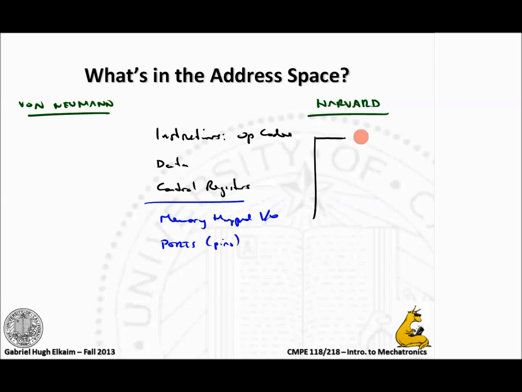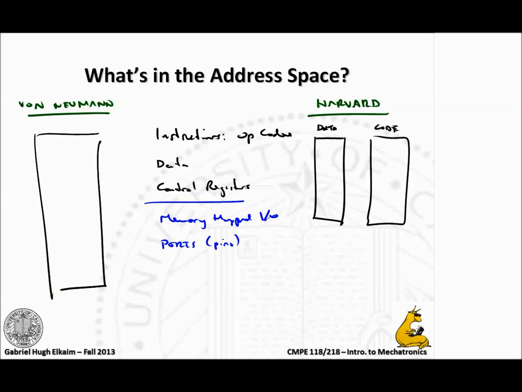Right. So in Harvard, you have data on one side and code on the other. They're separate from each other. And in the von Neumann, they say, you know what? Why bother? We're just going to have one big thing of memory. There's going to be data and code, and we're just going to arbitrarily split it in two, and one part's data, one part's code.